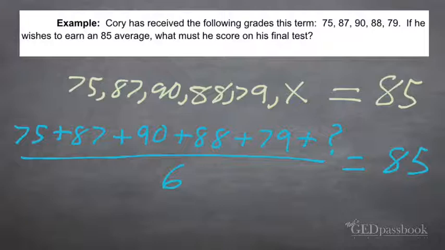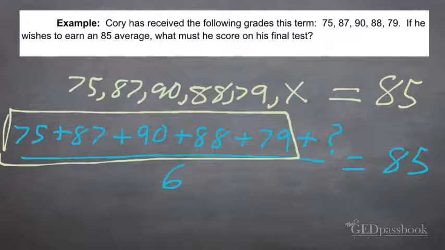Well, how about this? We add what we already know. What is 75 plus 87 plus 90 plus 88 plus 79? What does that become? Are we supposed to add it? Yeah. Add up what we already know. Well, okay, I could just tell you. It's fine. 419.